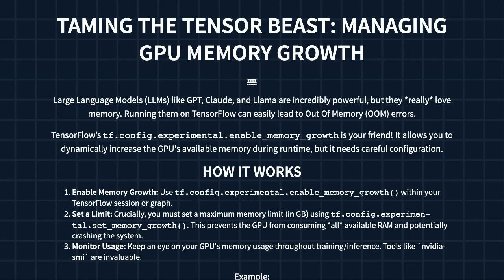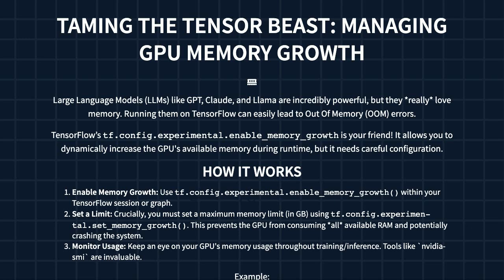Okay, let's talk about keeping those massive models from running out of memory. LLMs like GPT and Llama are huge consumers of RAM, specifically GPU memory. When you try to run them in TensorFlow, you might get an out-of-memory error, which is a real headache. TensorFlow has a handy tool called tf.config.experimental.enable_memory_growth. Essentially, it lets the GPU dynamically expand its memory during runtime. However, it's not magic. You need to set a maximum limit for how much growth is allowed.